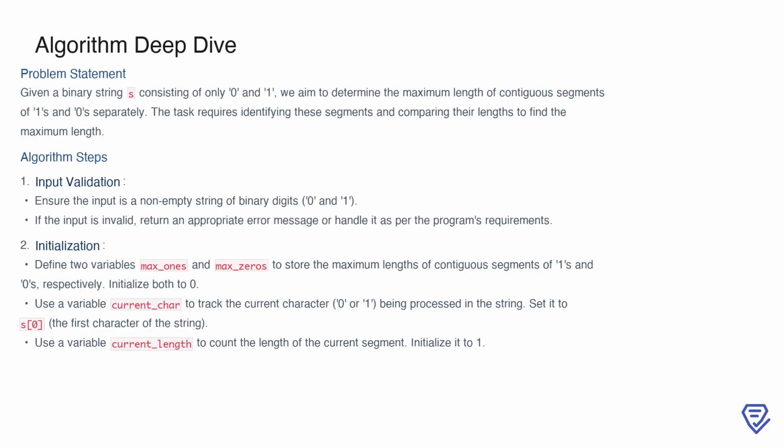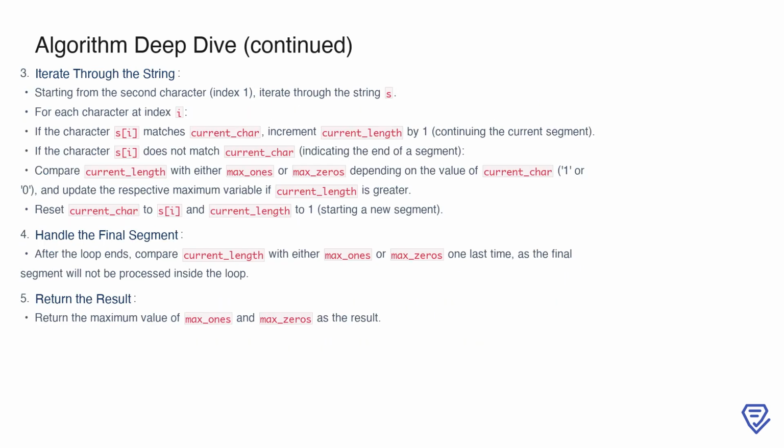Once validation is complete, we initialize a few variables. First, max_1s and max_0s are set to 0 to keep track of the maximum segment lengths for ones and zeros. We also use current_char to track the character we are currently processing and set it to the first character of the string. Lastly, we initialize current_length to 1, which will count the length of the current segment as we proceed through the string. Next, we iterate through the binary string, starting from the second character.